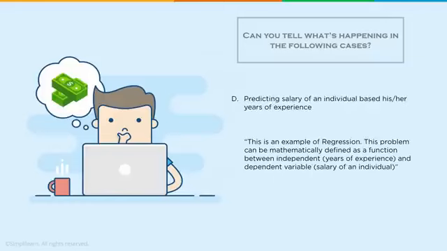D. Predicting salary of an individual based on his or her years of experience. This is an example of regression. This problem can be mathematically defined as a function between independent, years of experience, and dependent variables, salary of an individual. And if you guessed that this was a regression model, give yourself a thumbs up. And if you're able to remember that it is between independent and dependent variables and that terms, give yourself 2 thumbs up.